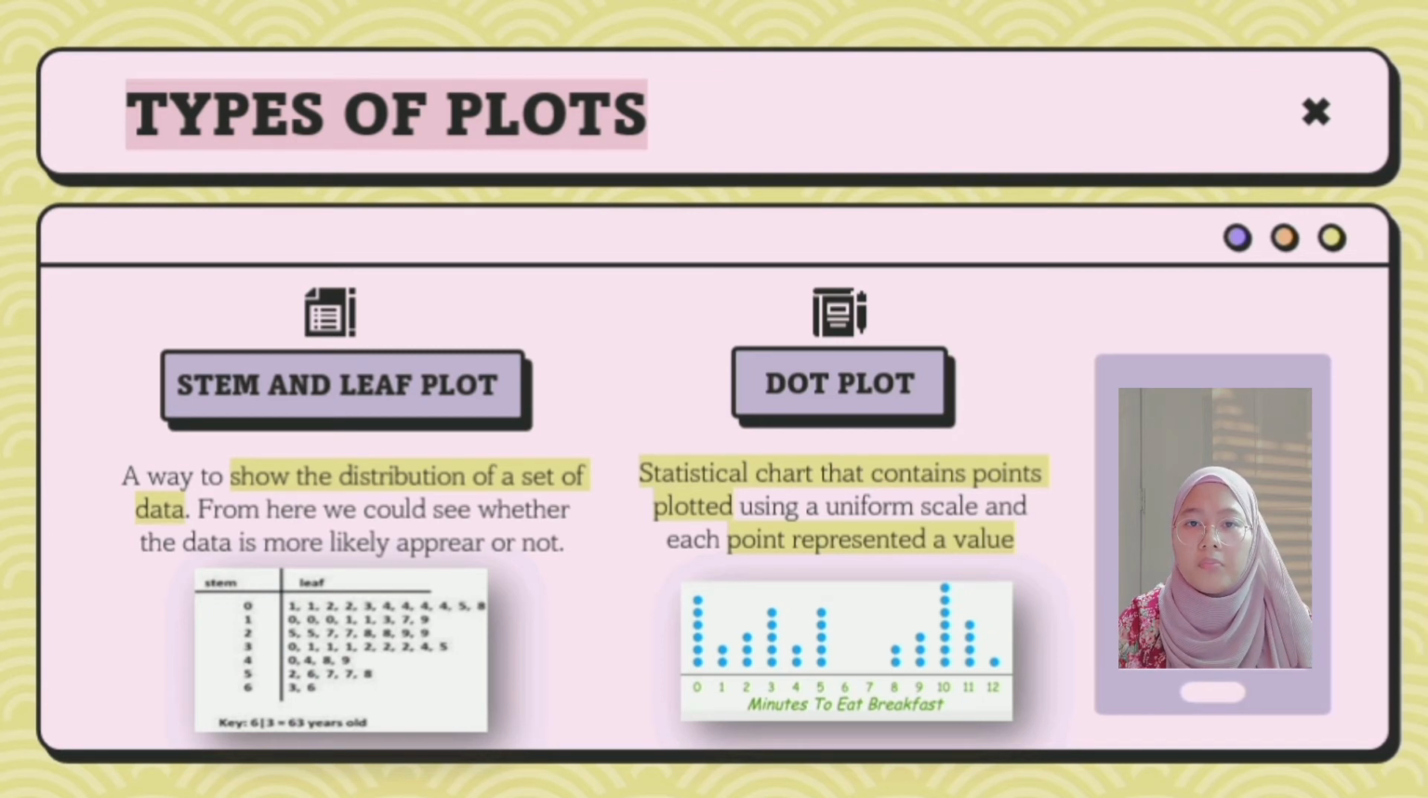Another type of plot is dot plot. It can be defined as a statistical chart that contains points plotted using a uniform scale, and each point represents a value. Please take a look at the example below. And I hope so far you guys can understand regarding this plot. And now we will take a look at the steps to construct both plots.